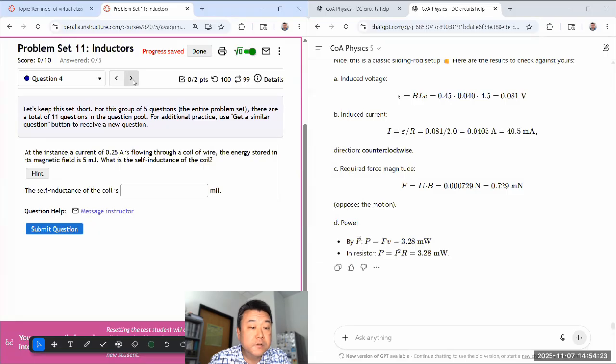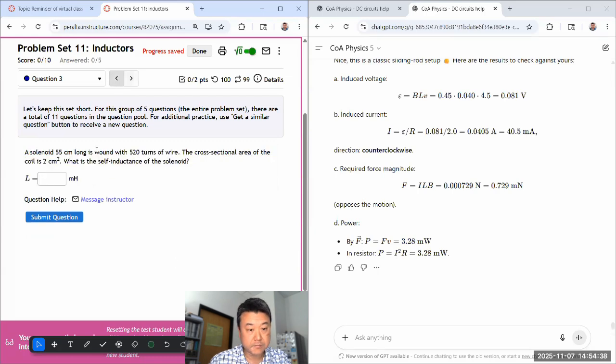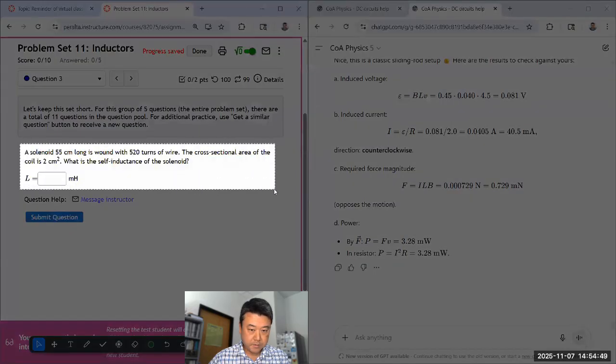Oh, maybe self-inductance. Yeah, let me ask it then. Coil of wire. Well, let me ask it two questions. I'm going to ask it this. Now there's a formula in the textbook. You could definitely use that. But let me ask CoA Physics GPT this way.